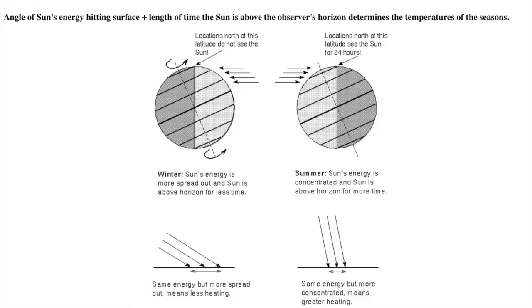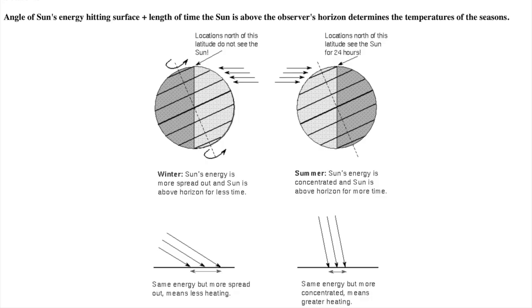During the fall and winter, we're tipped away from the sun, so the sun's energy hits our part of the Earth at a more glancing or shallow angle. The sun's energy is more spread out, so there's less heating power. Also, during the fall and winter, the sun is above the horizon for less time, so there's less heating time.